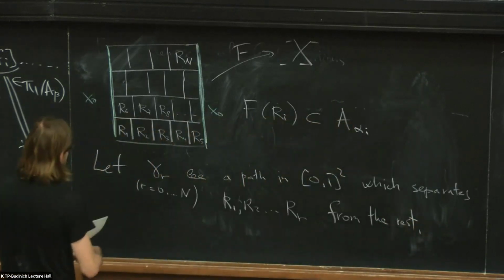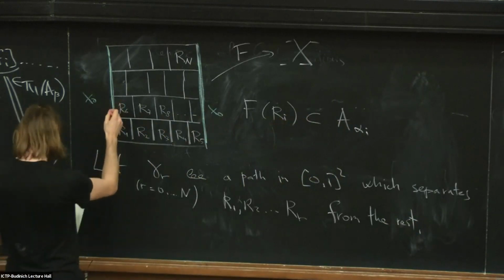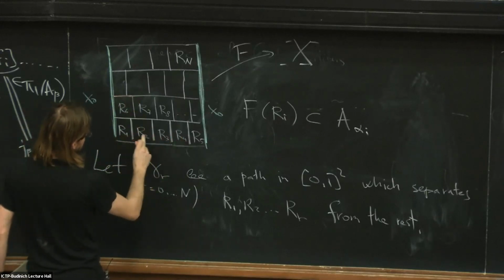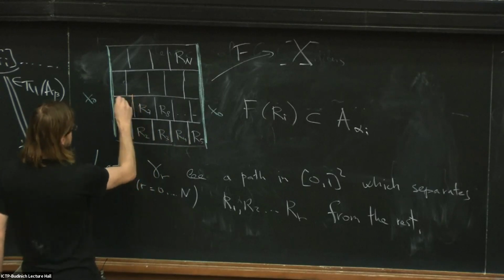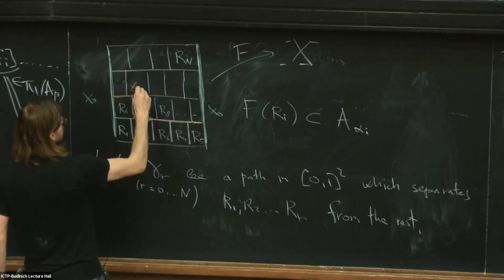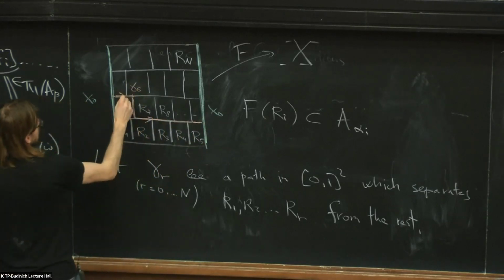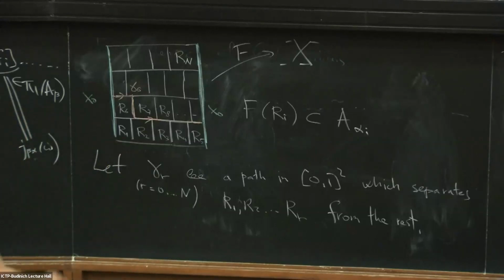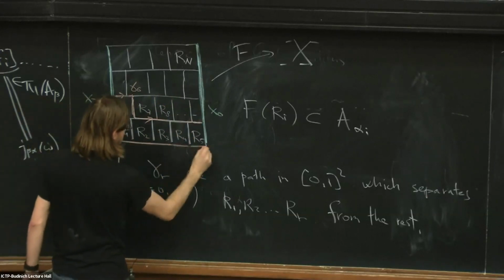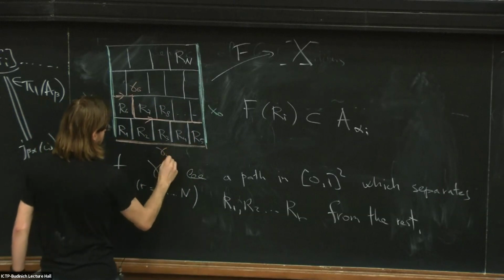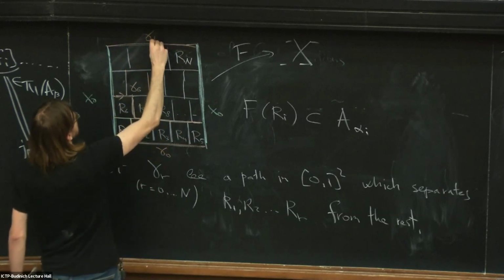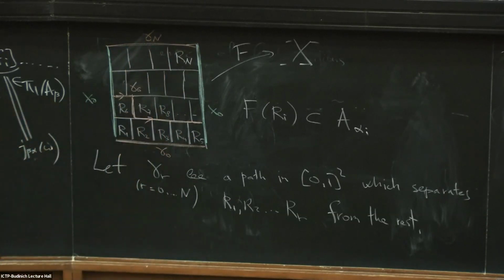I mean, for example, if you write something like gamma, let's say gamma 6, the path which separates the collection R1, R2, R3 till R6 from the rest, so you draw it like this, gamma 6. And of course, we orient it so it goes from this edge to this edge. In particular, the bottom edge will be gamma 0, and the top edge is where our path gamma N will be.